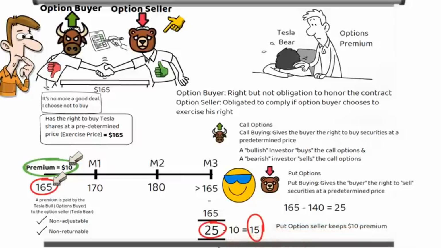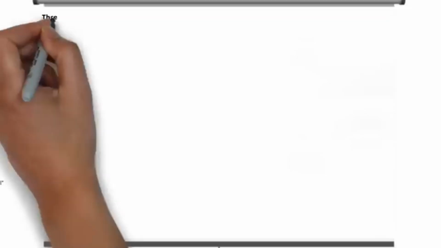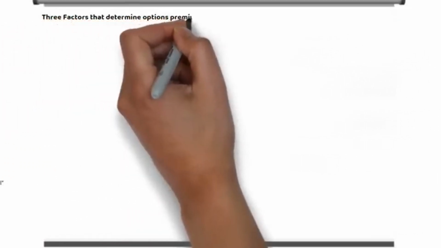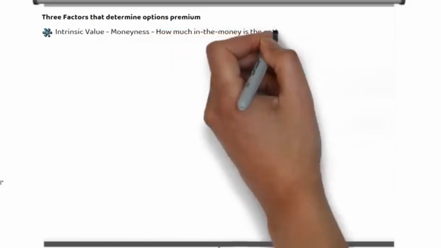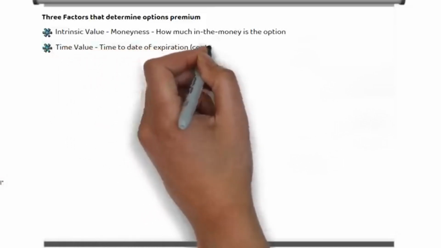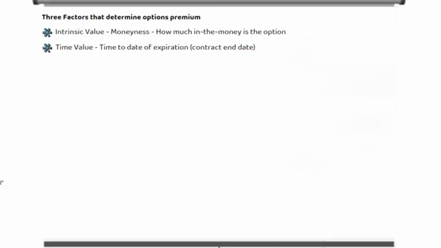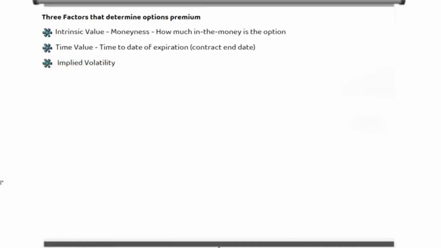But how is a premium calculated? The premium of options is derived from 3 main factors. 1. The intrinsic value or the moneyness of the option, which tells how much in the money the option is. 2. Time value of option. The further out the expiration date of the option, the higher its time value is. And 3. Implied volatility of the option. The more volatile the option, the higher its premium.